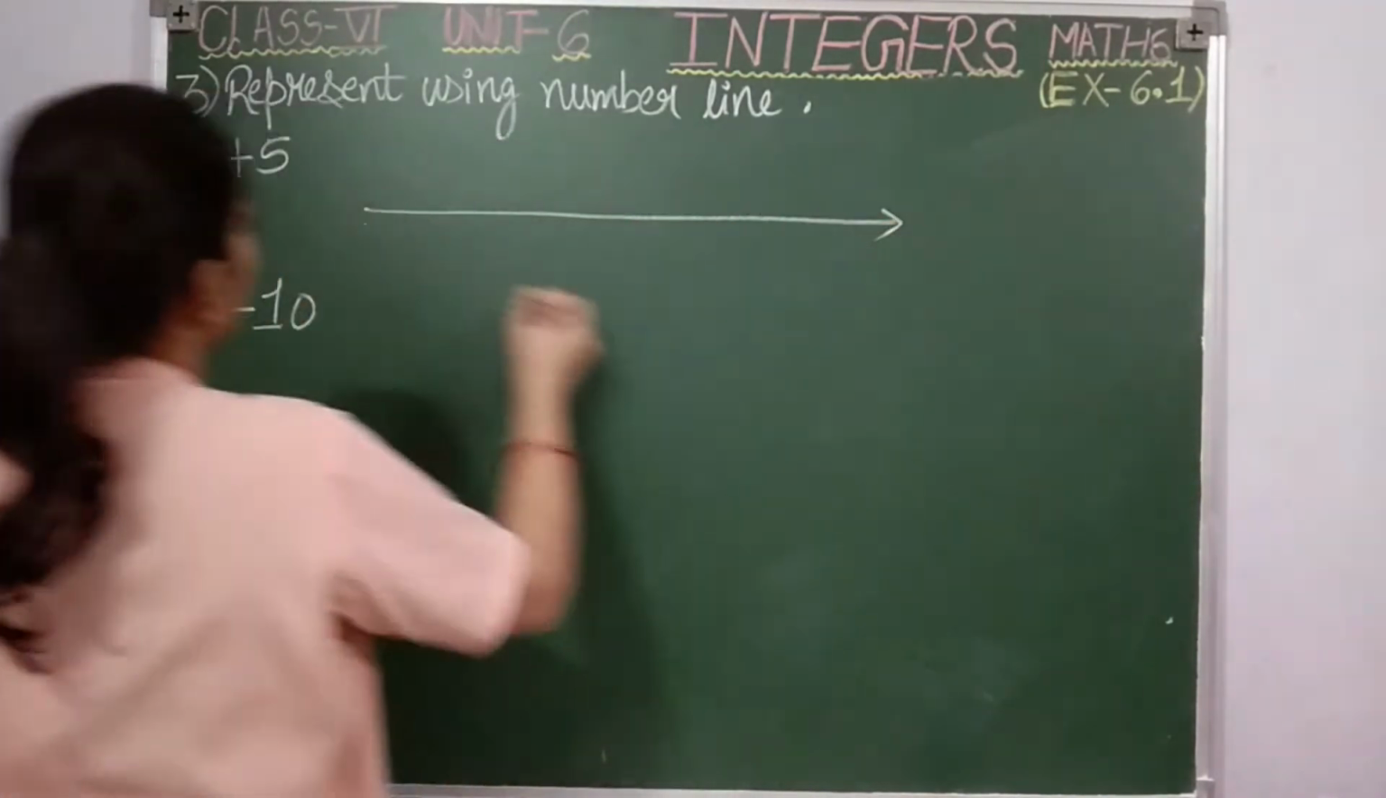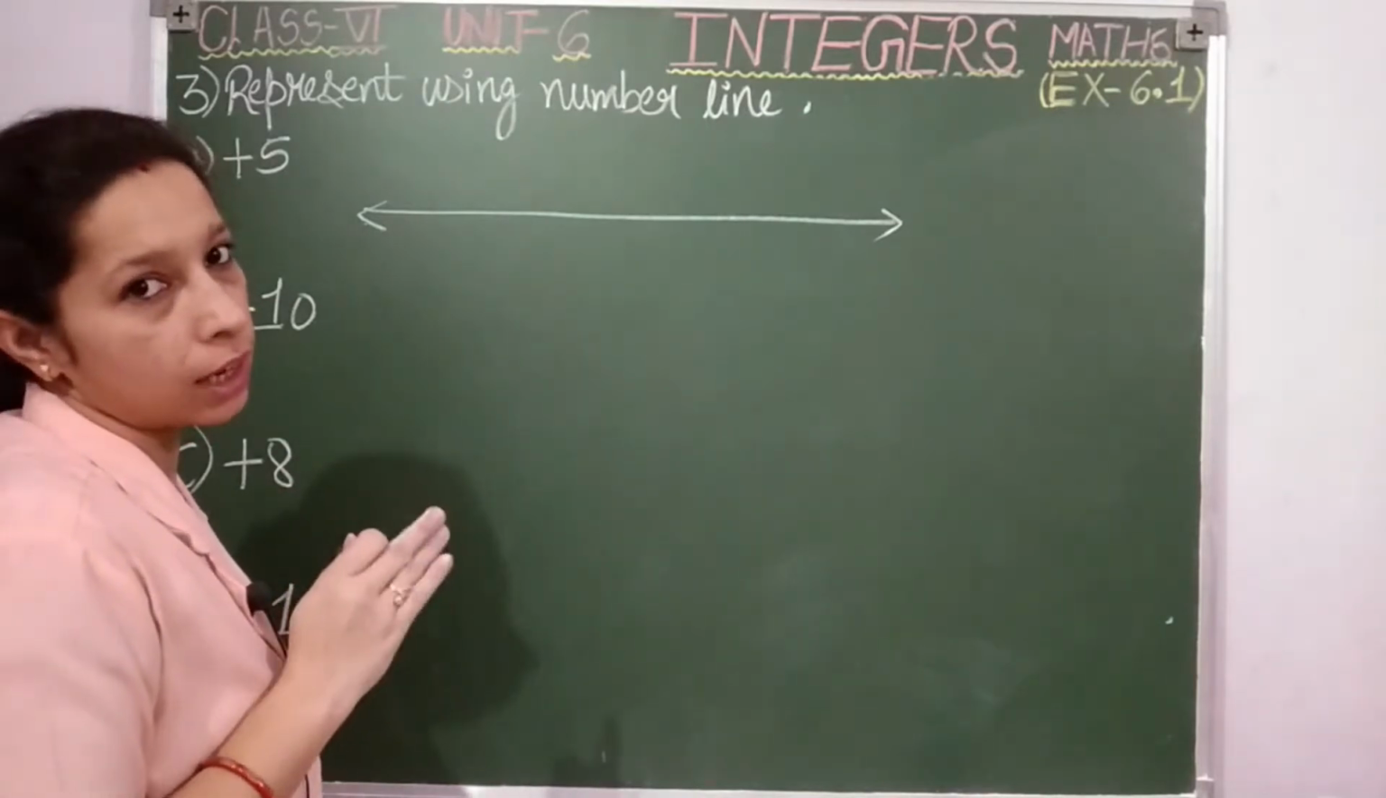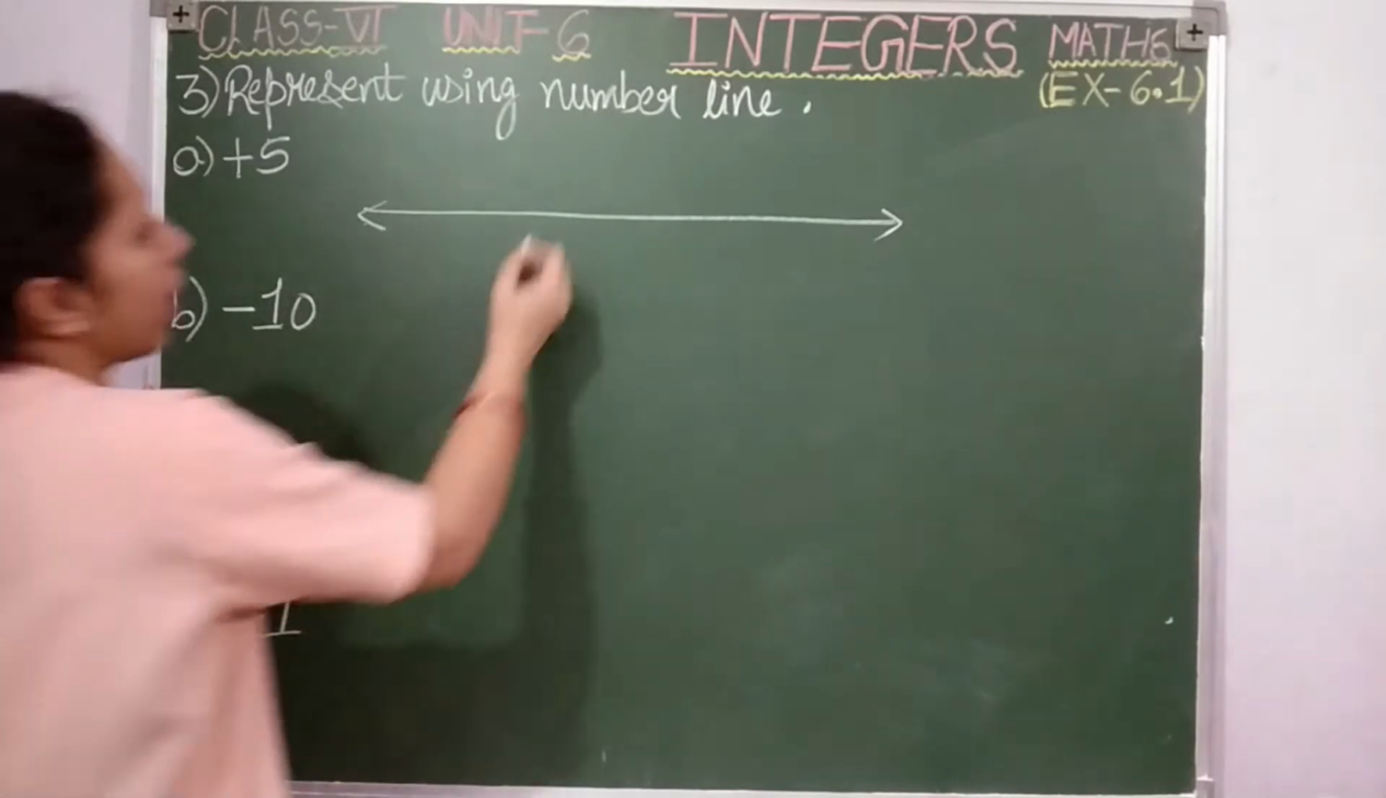Like this, you will use your scale and pencil. Don't use a pen to draw the number line and indicate the numbers. You have to use a scale and pencil. Okay, +5 I have to show now.